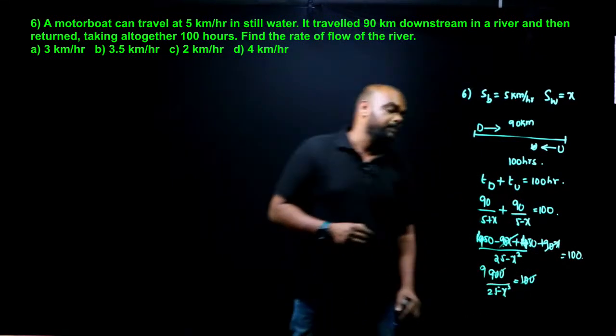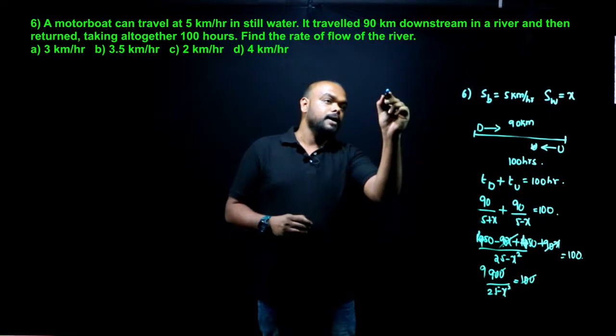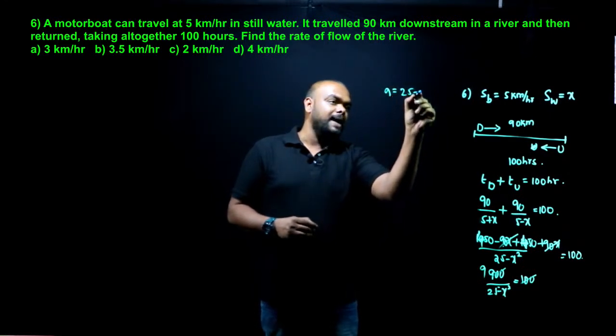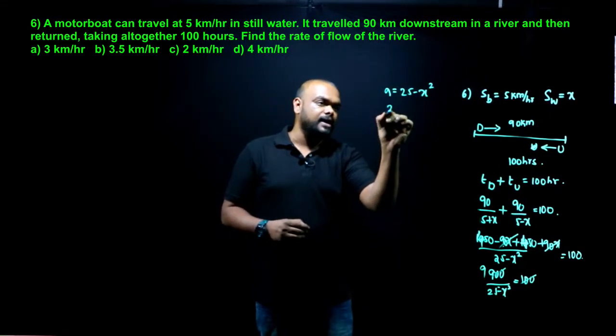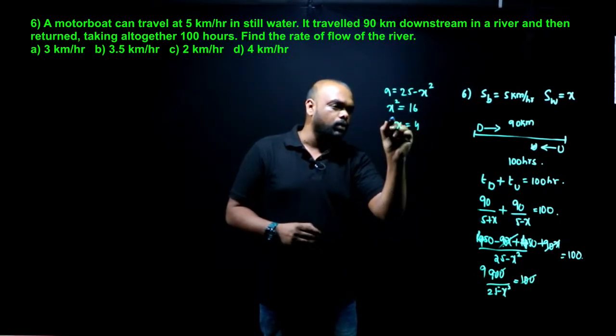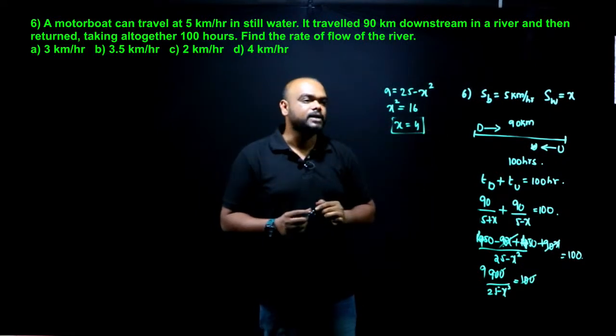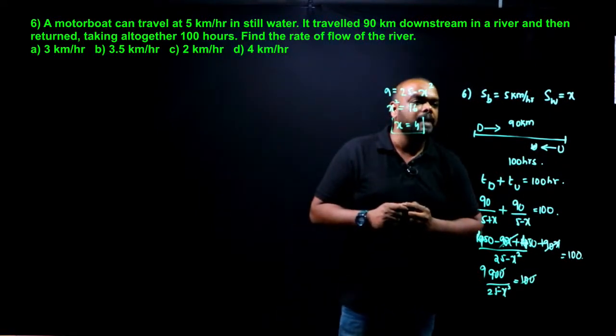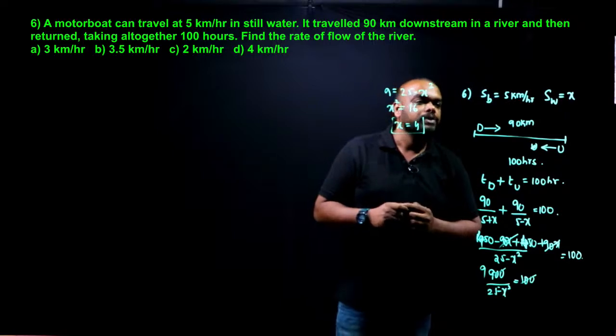This goes to this side. Let me write it here. 9 is equal to 25 minus x square. x square comes this side. 25 minus 9 is 16. x equal to 4. That must be my answer, people. Okay. Now, I'm sorry, that was my bad.